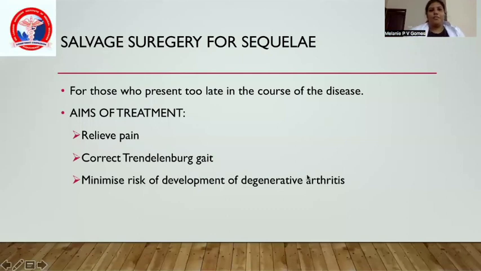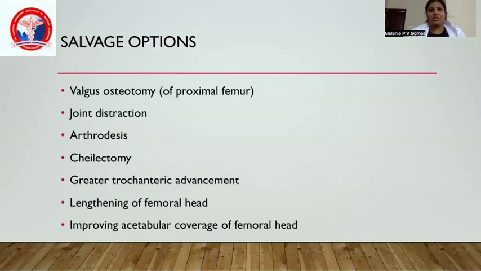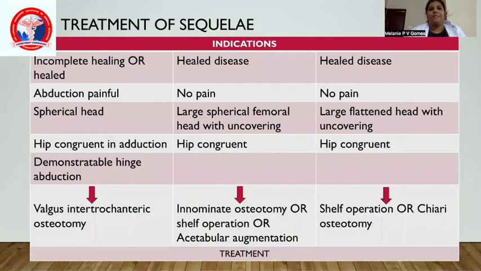Here, this is creating a bony shelf to cover the excluded parts of the femoral epiphysis. Salvage surgery for sequelae, for those who present too late in the course of the disease. Aims of the treatment are to relieve pain, correct the Trendelenburg gait, minimize risk of development of degenerative arthritis. Salvage options are valgus osteotomy of the proximal femur, joint distraction, arthrodesis, scalectomy, greater trochanteric advancement, lengthening of the femoral neck, improving acetabular coverage of the femoral head.